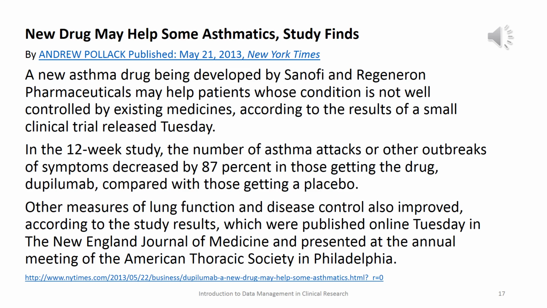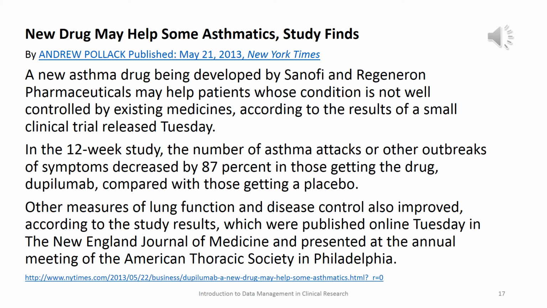So if we take a look at what our assignment is, what was studied? A new asthma medication, new asthma therapy. And who studied it? Two pharma companies, Sanofi and Regeneron. What data was collected? If you look in the second paragraph, over a 12-week study, they collected the number of asthma attacks or other outbreaks of symptoms in the patients. So how many asthma attacks did they suffer from during that 12-week period? And then what were the results?